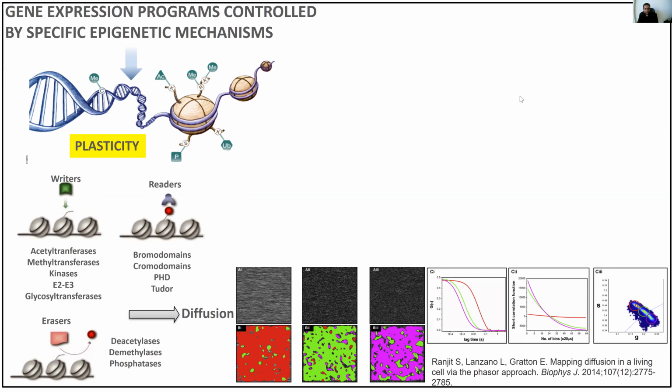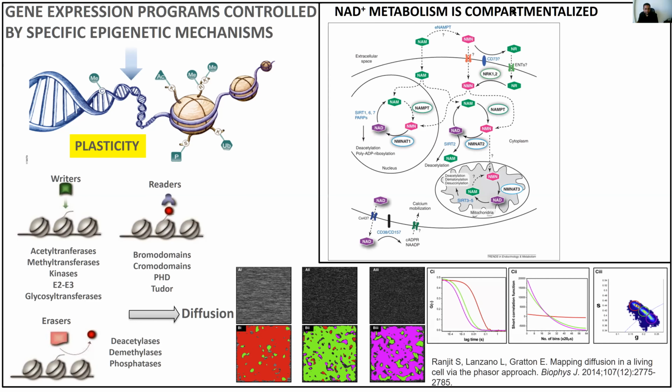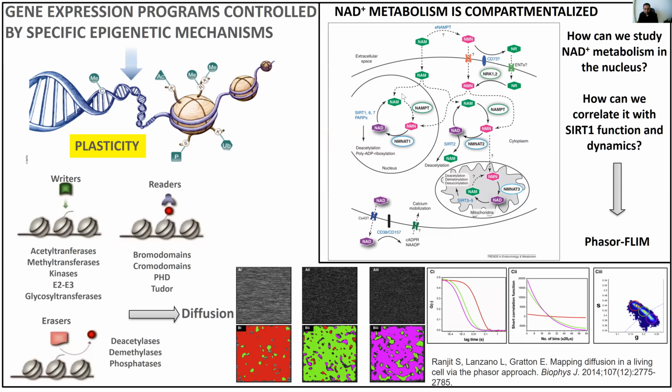Now, we can also look at what happens to the NAD plus metabolism in the compartmentalized nucleus. So this is the nucleus, and a salvage cycle, which is part of the nuclear cycle, involves NAD, NAM, and NMN, and different enzymes. And we wanted to see what happens, and if we can see these changes here. So we, of course, look at the phasor FLIM of NADH to look at the nucleus.